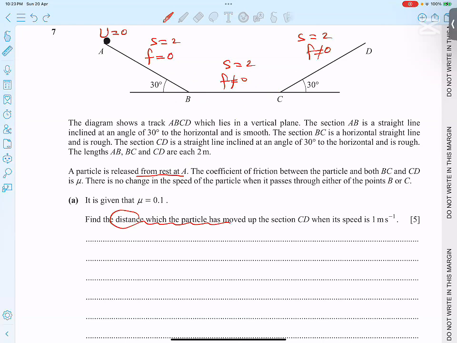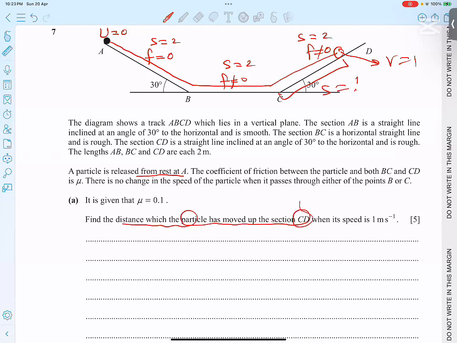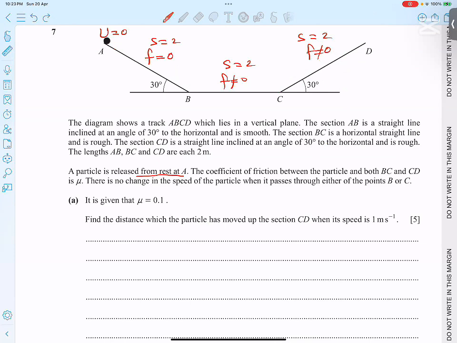Okay. And what is the question? Mu is 0.1 for both rough surfaces. Find the distance a particle moves up CD when speed is 1. It means first the particle comes down, moves this way, and it has a speed at this moment, velocity is 1. So we have to find out this distance. Find the distance the particle moved up section CD when speed is 1. So I hope the concept is very clear what he is demanding from us. So let's try to fulfill the demand.